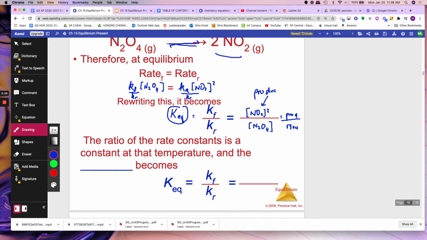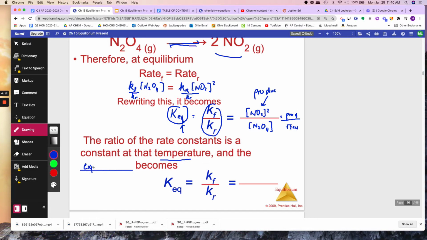Pretty simple. The ratio of the rate constants is a constant. So if these two are constant, then this is constant. That's why they call it rate constant at that temperature. If you change the temperature, you're changing the rate constant. The expression, and every time I say the word expression, I mean formula, becomes this. I'm not going to rewrite it. It's the same as that and that.